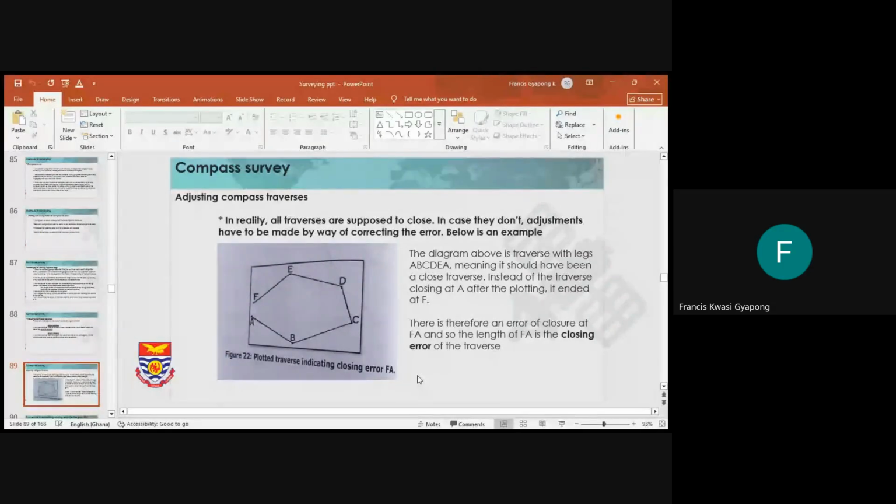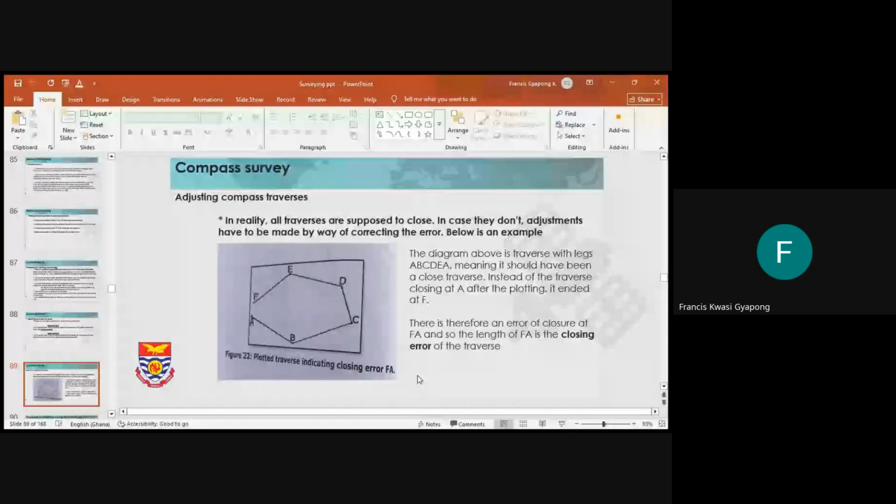So on your screen, you find that between F and A, there is a gap. That gap is what we refer to as closing error or error of closure. It is that simple.